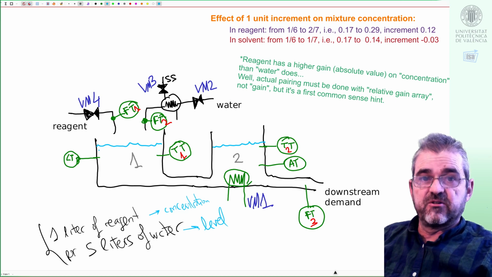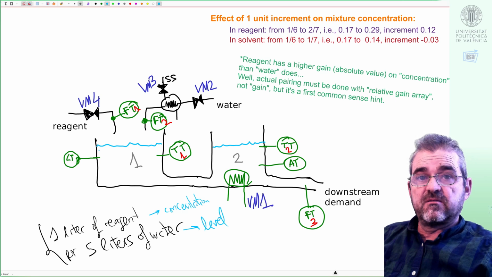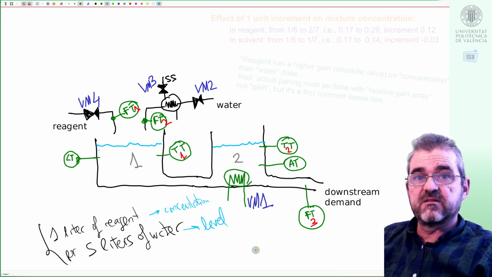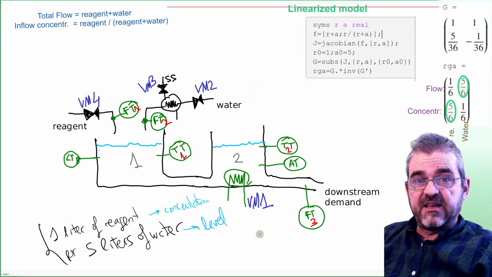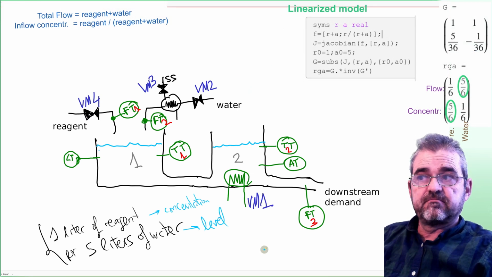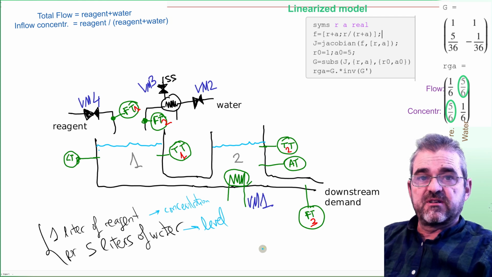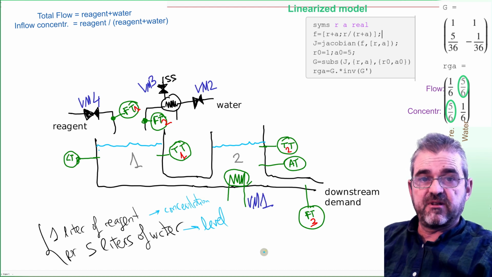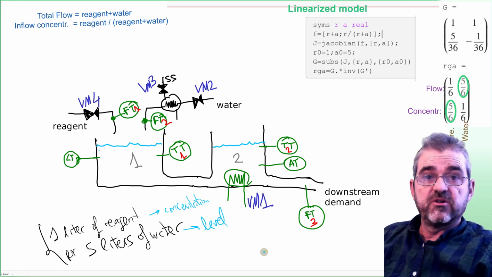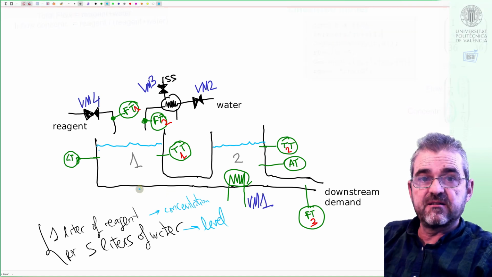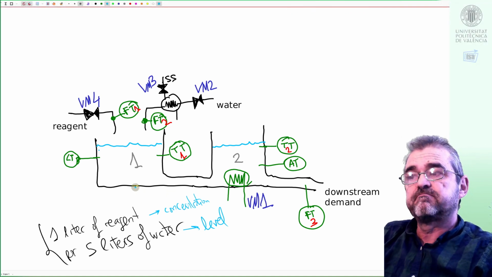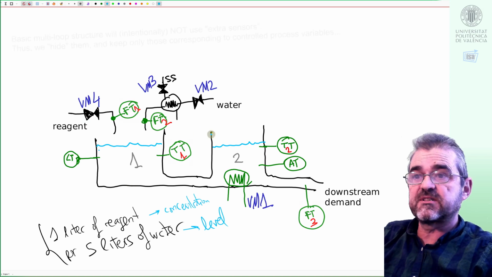most influences concentration, and conversely, we can do it formally with some formulas and some relative gain array computations, but as we don't have a model and this is just common sense, just get with the idea that high flow is used for level, water in this case, and low flow is used for concentration control, the reagent in this case.